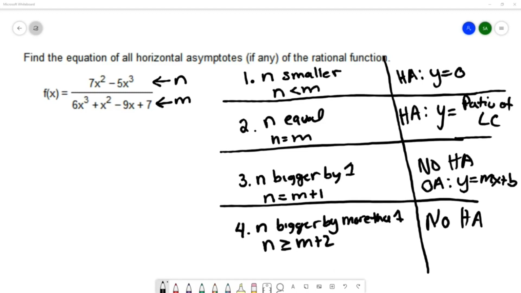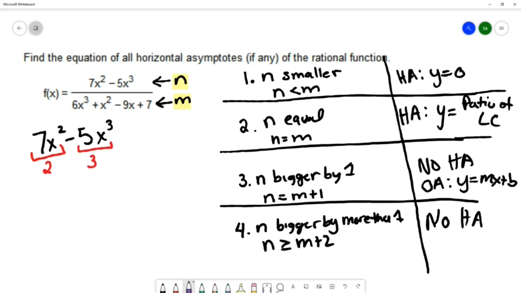Okay, so now that we understand the different cases, we need to identify the degree of our numerator and the degree of our denominator. So starting with the numerator, we have 7x squared minus 5x cubed. And if we look at the individual terms here, we can identify the degree of an individual term, and that degree is the power on x. So 7x squared has a degree of 2, and 5x cubed has a degree of 3.